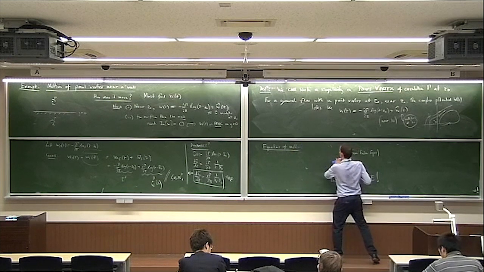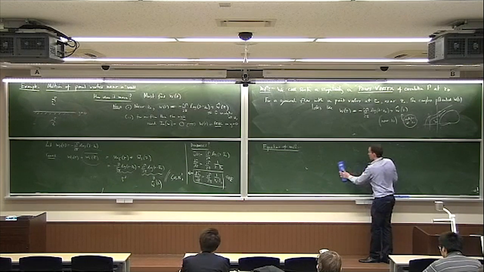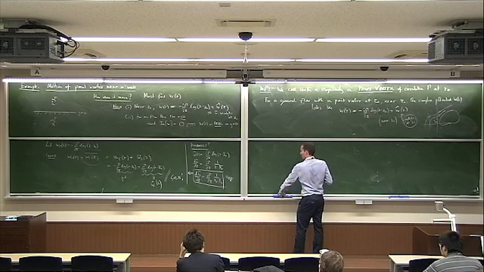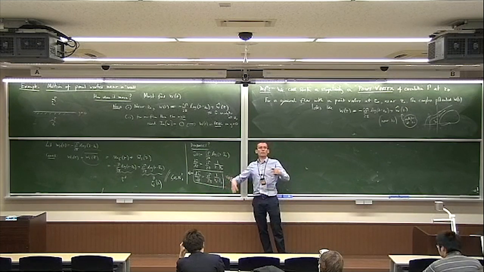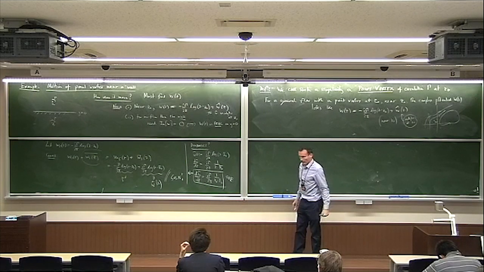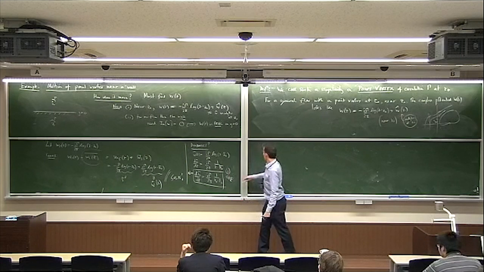By the way, it's a non-linear ODE, first order, but it's complex. So really, it's two coupled first-order real ODEs. Okay, but I've got a little trick here. Let's take the complex conjugate. Let's call this 1. Let's take the complex conjugate.